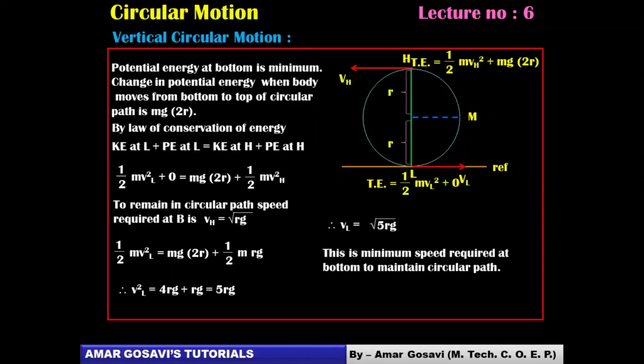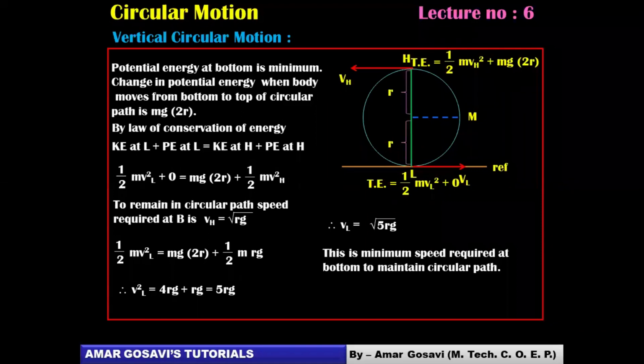So if you observe, at the top, the velocity was root rg, whereas at the bottom, the velocity is root 5rg. It has increased. So it has to increase to this level when the object moves from top to bottom, so that the particle is able to perform vertical circular motion. We can make this statement then: this is the minimum speed required at the bottom to maintain circular path when it comes to vertical circular motion, friends. So please make a note of this before we move ahead.